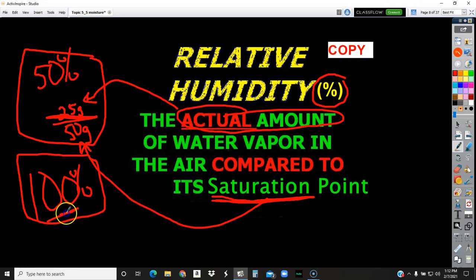Does it have to be 100% relative humidity to rain or snow? No. But if the air was only at 50%, do you think it would be raining or snowing? No. You want to be close to 100. It could be 80%, 85%. I've seen rain. 90% is decent. You want it to be definitely closer to 100%. 50 isn't going to do it. 50% is not going to create rain or snow.